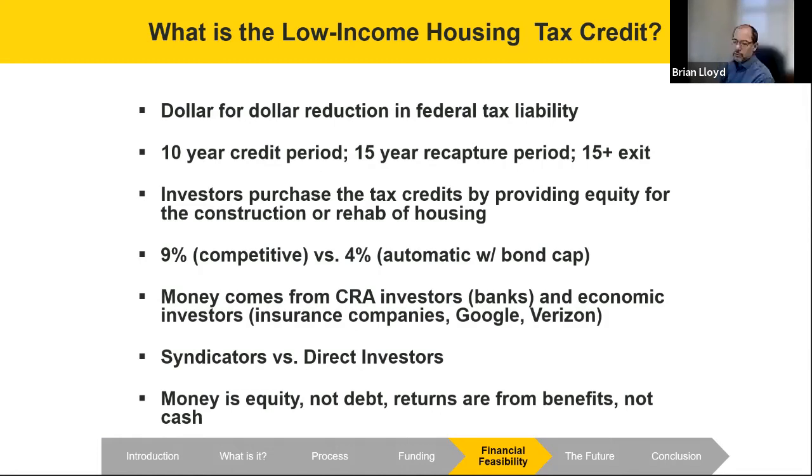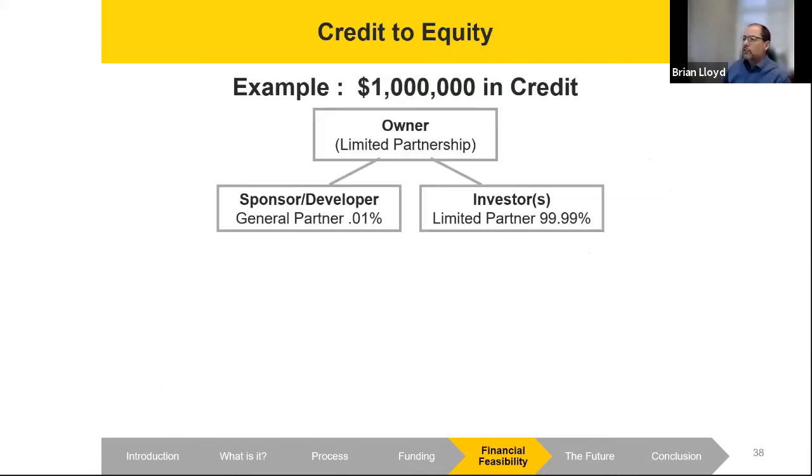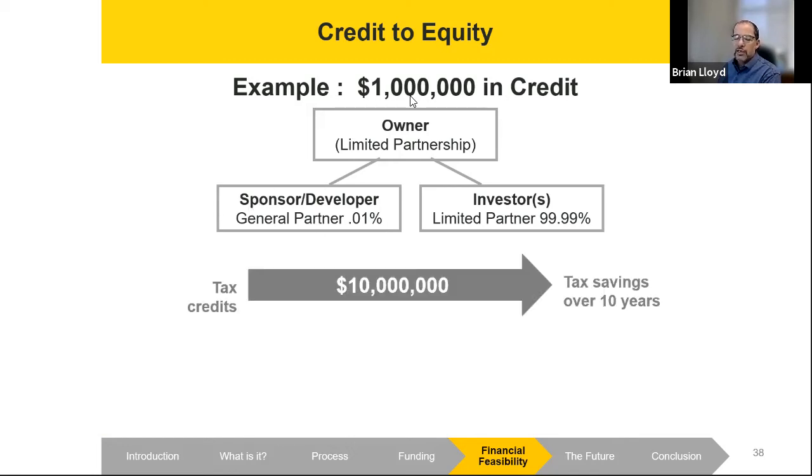All right, we're running low on time, so I'm going to pick it up here and quickly show you an ownership structure. Let's figure out how this $1 million in tax credit allocation translates to equity. There would be an LP or an LLC setup made up of a general partner, which would be the sponsor or developer, and the investor. And that $1 million per year for 10 years is $10 million in tax credits.